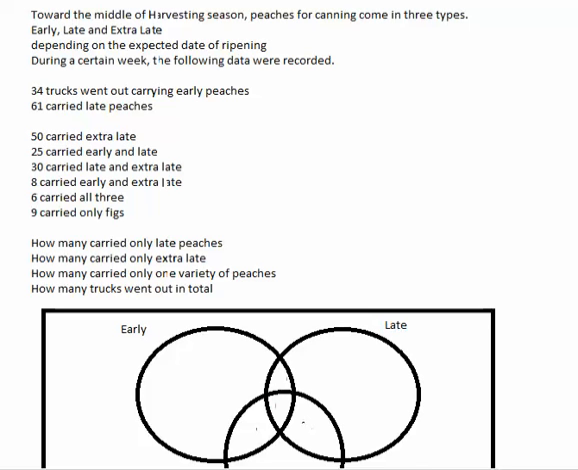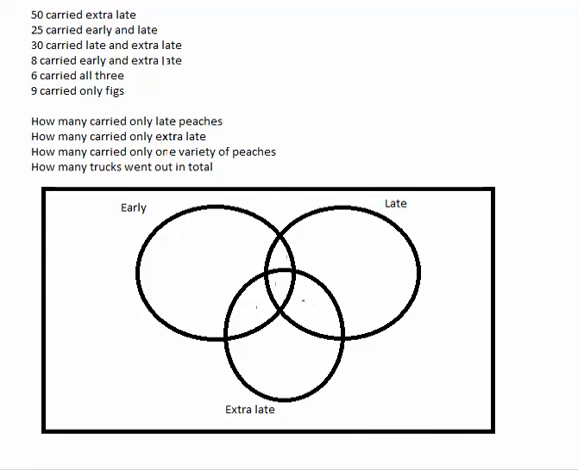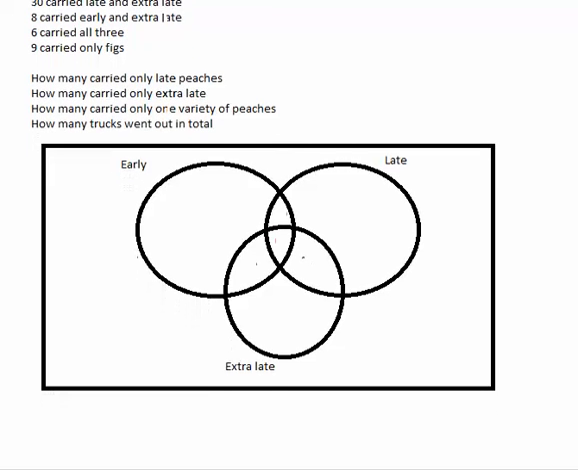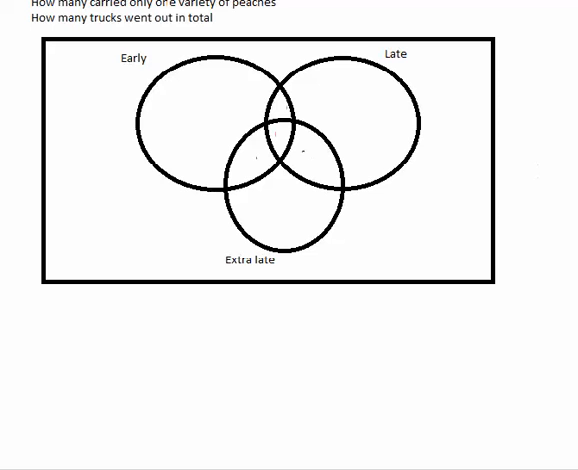Now we want to create the Venn diagram and write down all the different numbers that will represent the number of elements in each region. What do we know? We know that there are 34 total trucks that carried early peaches. There are a total of 61 trucks that carried late peaches. 50 trucks carried extra late peaches.